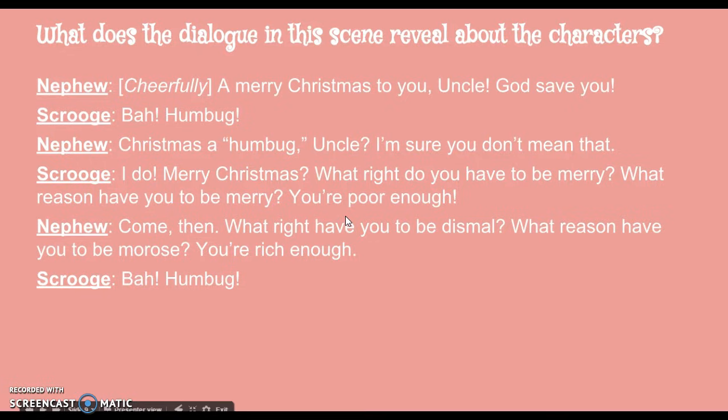So let's just do a little practice looking at some of these elements of drama. Read the scene here, and you're going to answer a question. What does this dialogue reveal about the two characters here? So take a second to read it, and I have a little sentence starter for you.